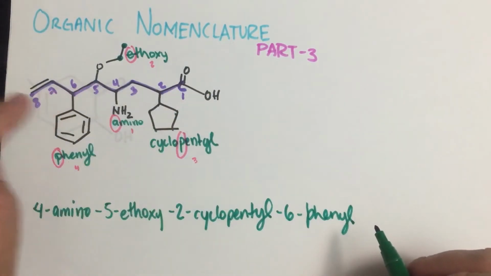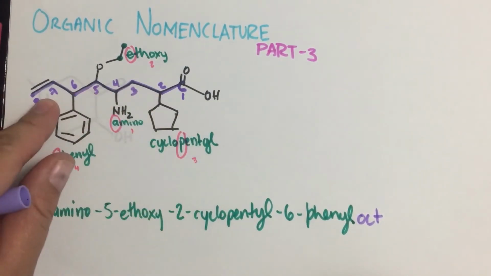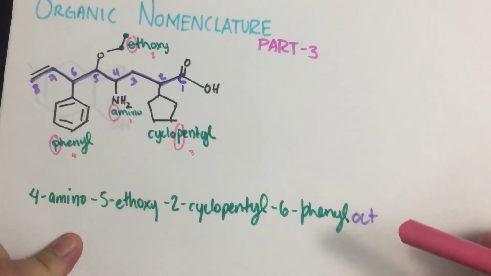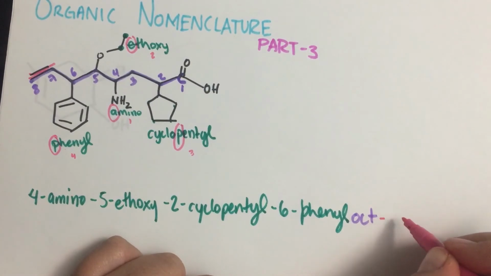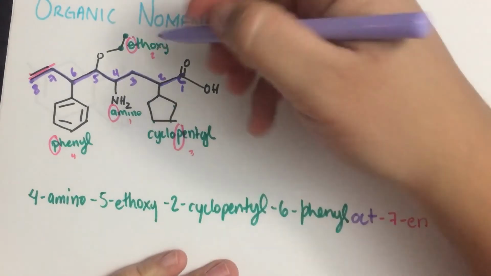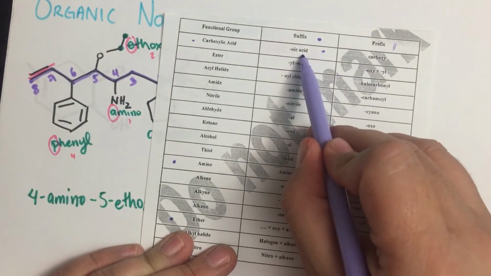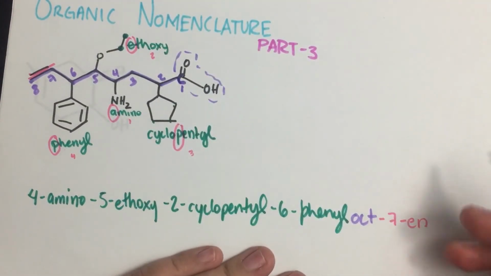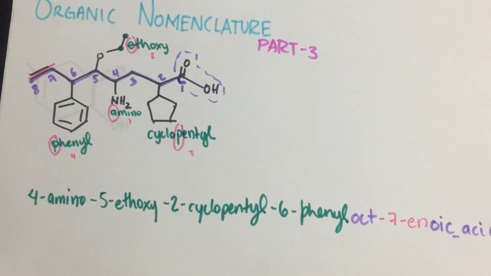All right, then we're going to name our parent chain. The number of carbons in that parent chain is 8, so it's going to be oct. Then we describe the chain we have right here. We have this double bond over here, this one. So we are going to name it oct-7-en. And finally we're going to use our suffix for this, which is going to be, according to this, oic acid. So oic acid, divided by a space.